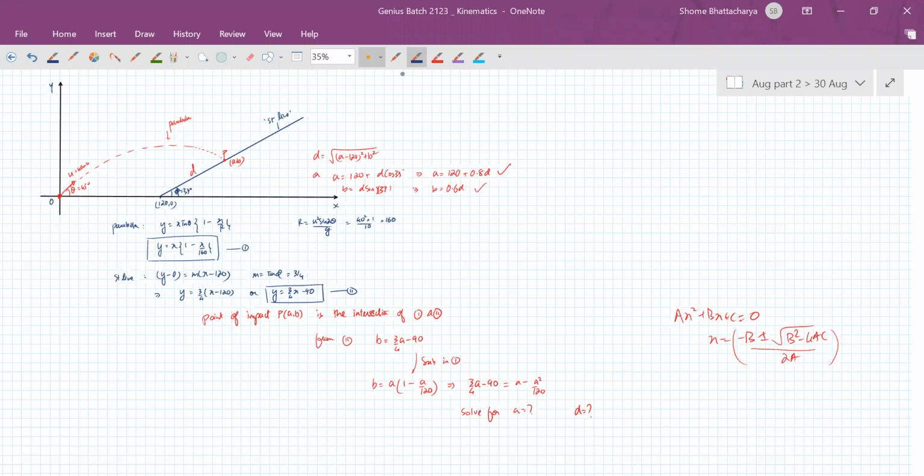Yes, Janvi, you have a question, beta? Sir, it's supposed to be a into 1 minus a upon 160, right? 160, my mistake. Have I got it correct? Yeah, equation 1 is correct. Made a mistake in the substitution here. Just make a correction.